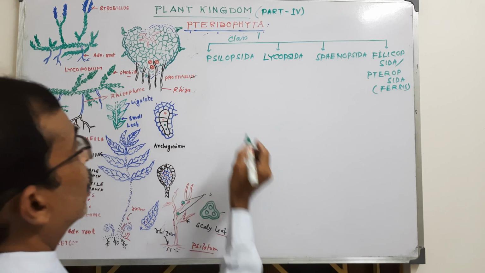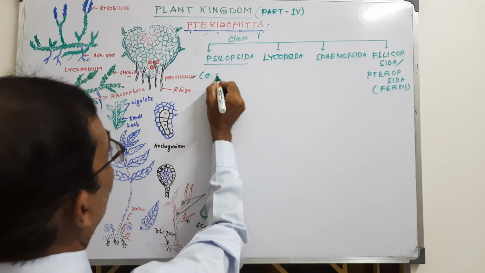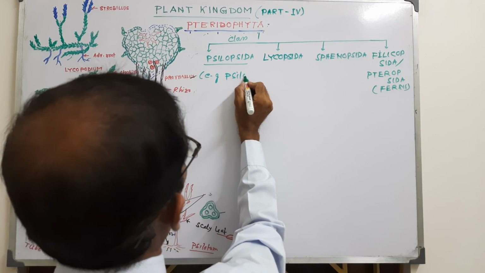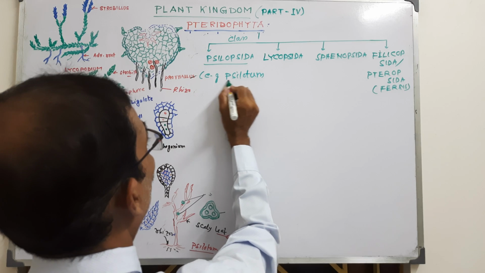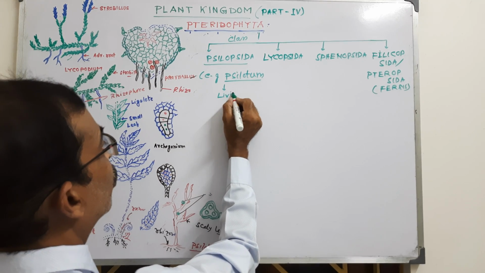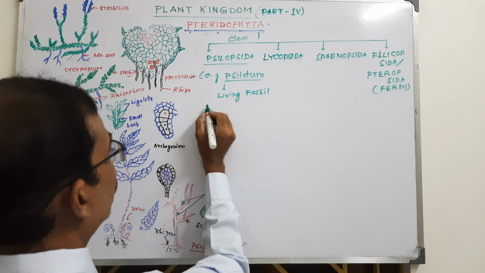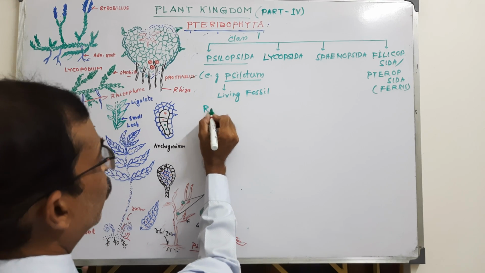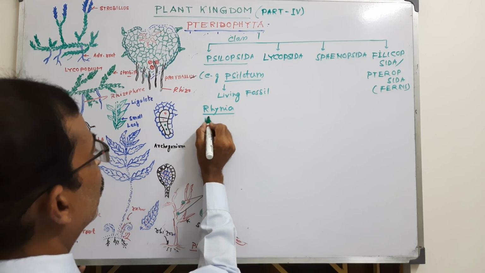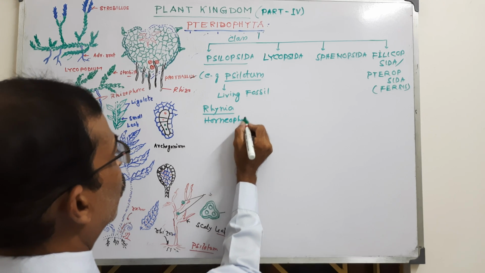Just in short, first Psilopsida, example Psilotum, the only living species. This is also called a living fossil. And there are two extinct species, Rhynia gwynne-vaughanii and Horneophyton. These are extinct species.